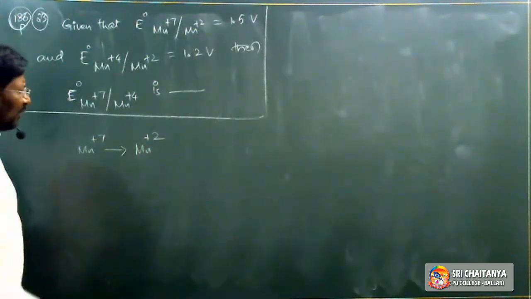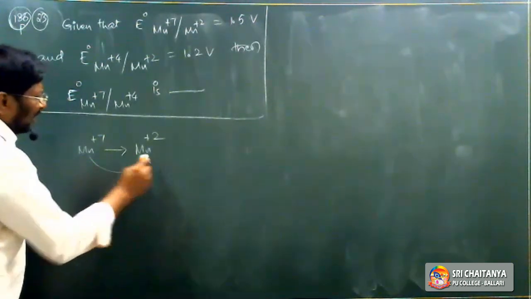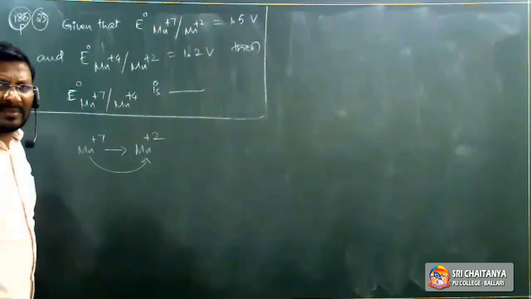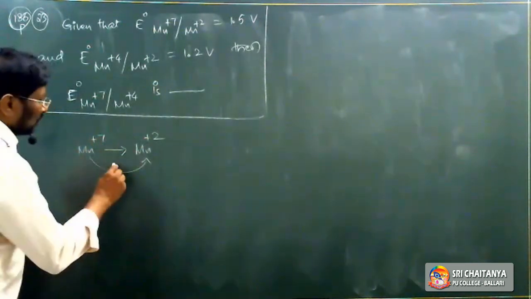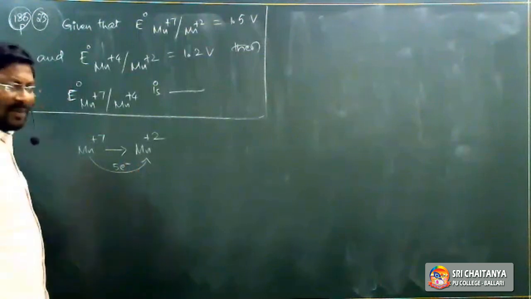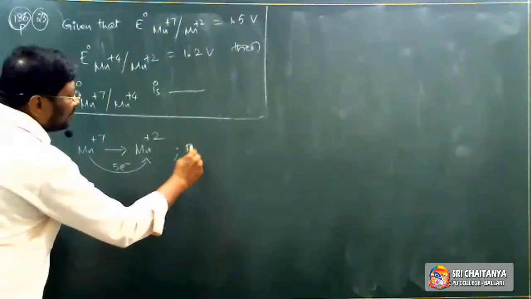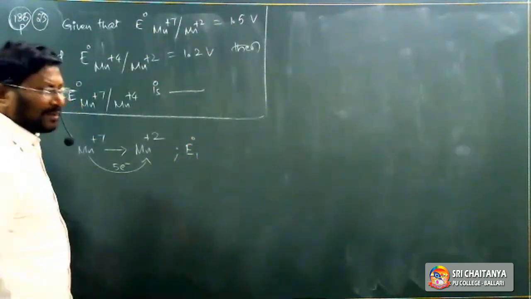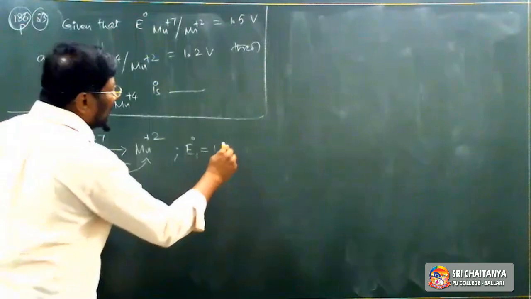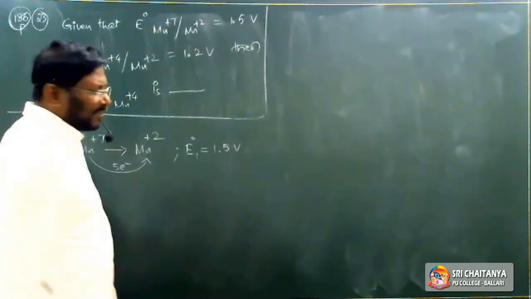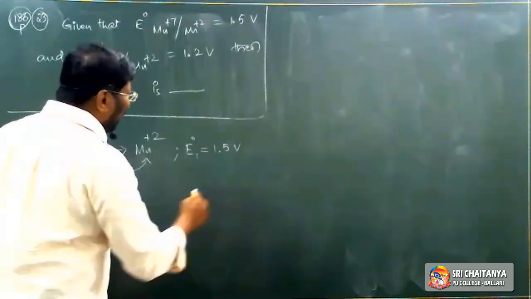Mn plus 7 to Mn plus 2. Now here, can you tell me the difference? Number of electrons in transfer: plus 7 to plus 2, so 5 electrons. Remember. Now for this, let me say E0 1, the value is 1.5 volts.